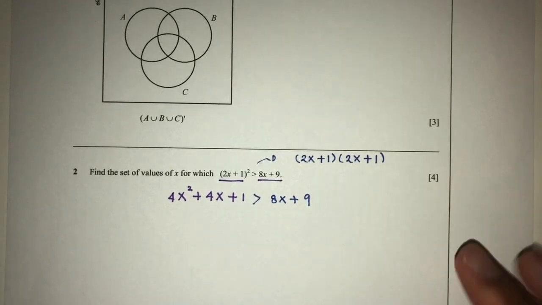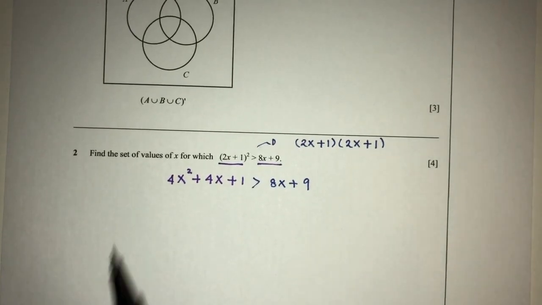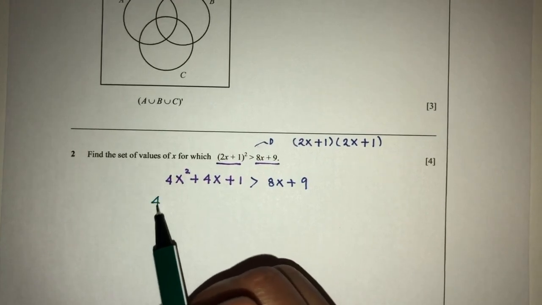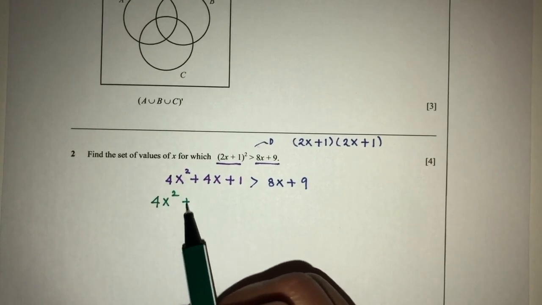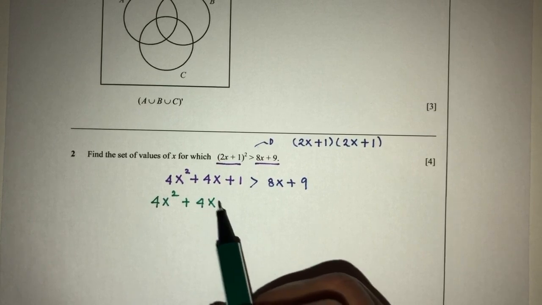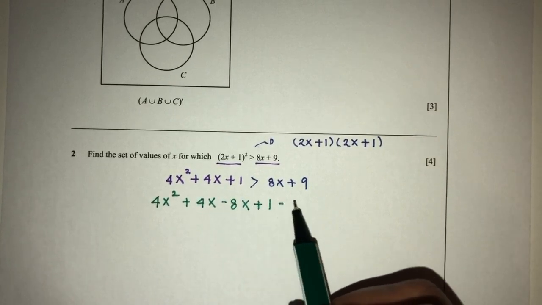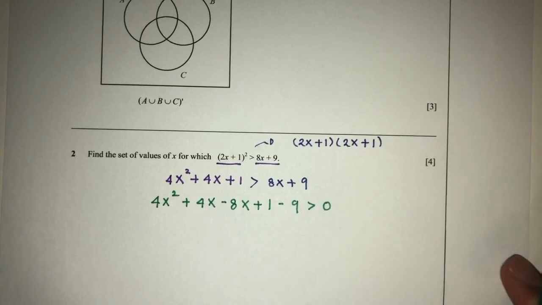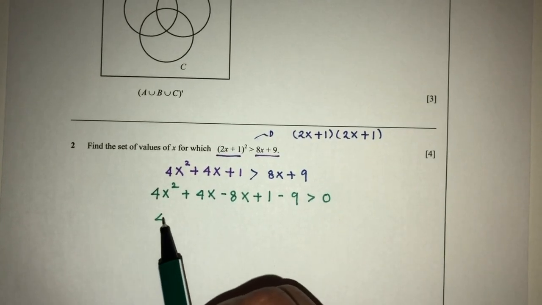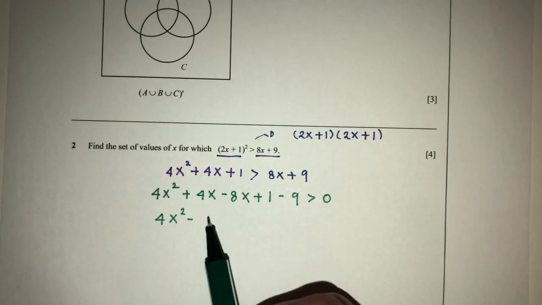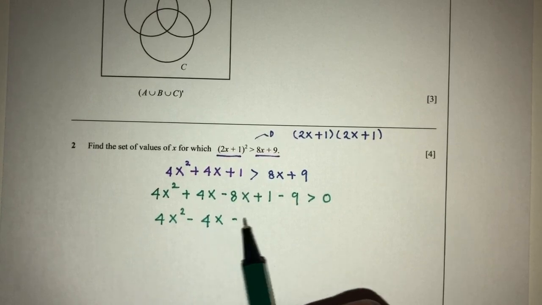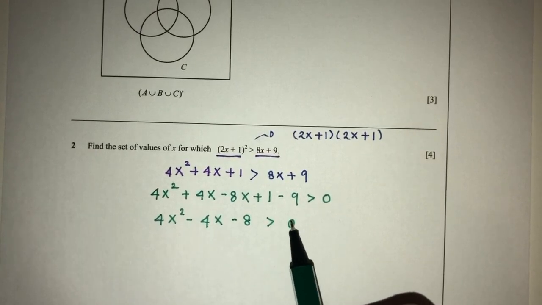Now, we can send everything to one side. Let's send everything to the left-hand side. You will have 4x squared plus 4x, then we have minus 8x plus 1 minus 9, more than 0. Now simplify. You will have 4x squared minus 4x minus 8 more than 0.